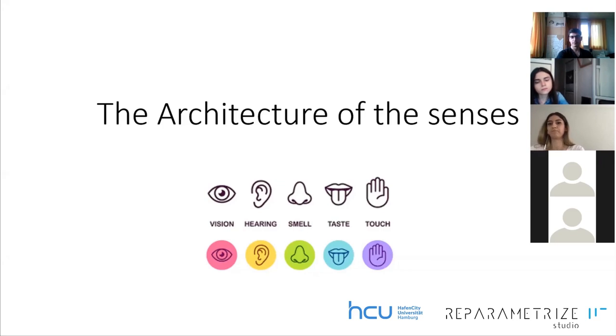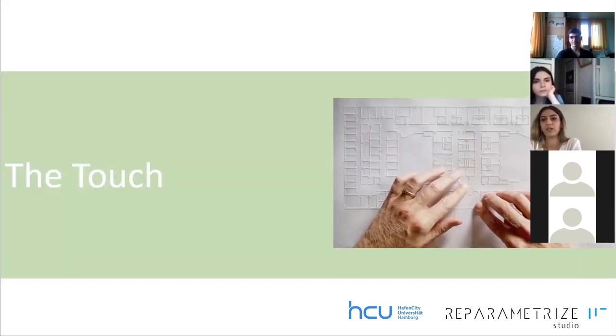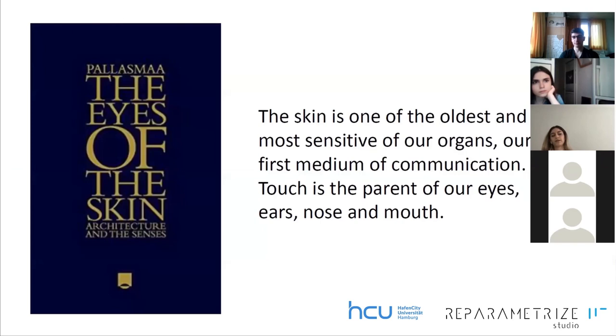So if you can go to the second page. I will start with touch, which I think is the most important, and a lot of other architects think that it's the most important. There is a really good architect, his name is Juhani Pallasmaa. He has this really awesome book called The Eyes of the Skin.